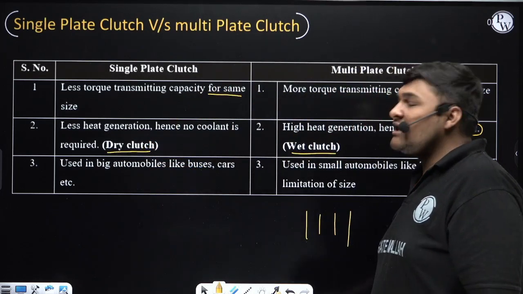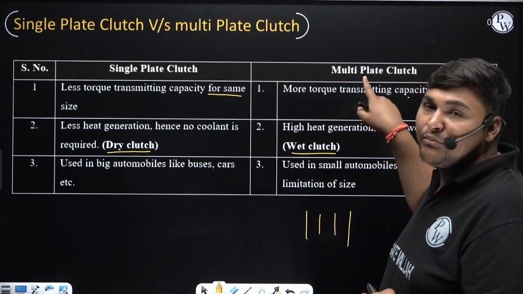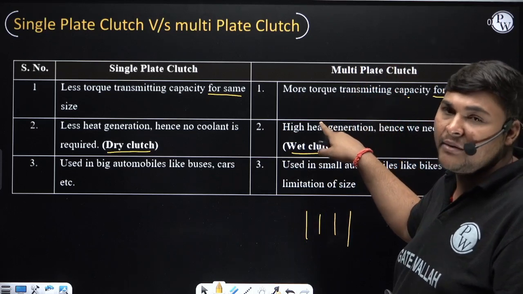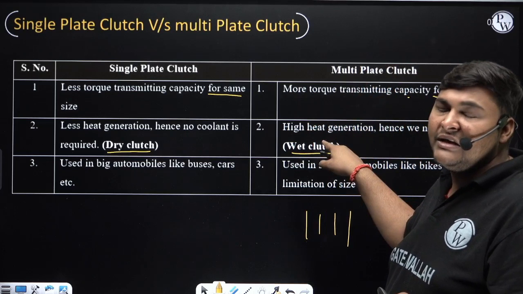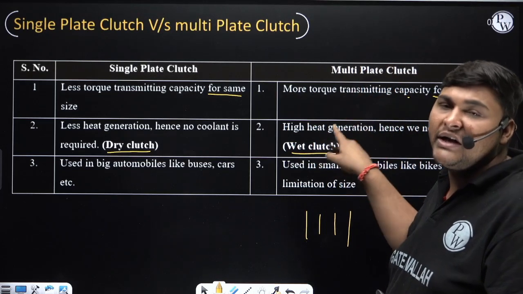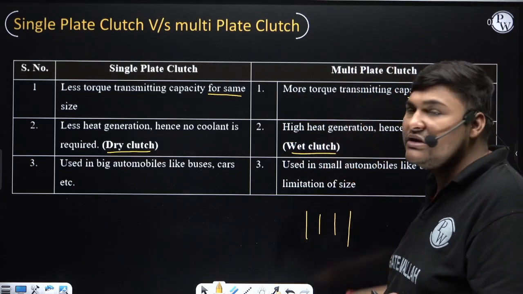Okay. So what is the plus point for a multi plate clutch? For the same size, more torque transmitting capacity. But where it becomes a negative point is that, since high heat is generated in less space, coolant is required here. That's why this clutch is also known as a wet clutch.